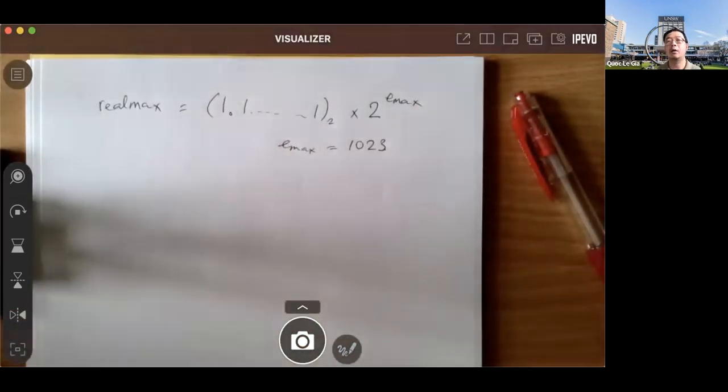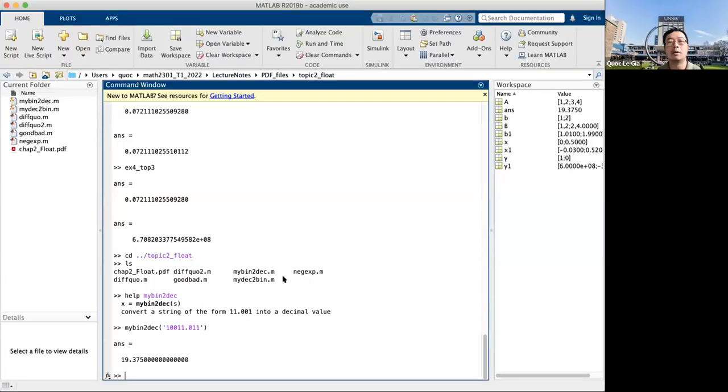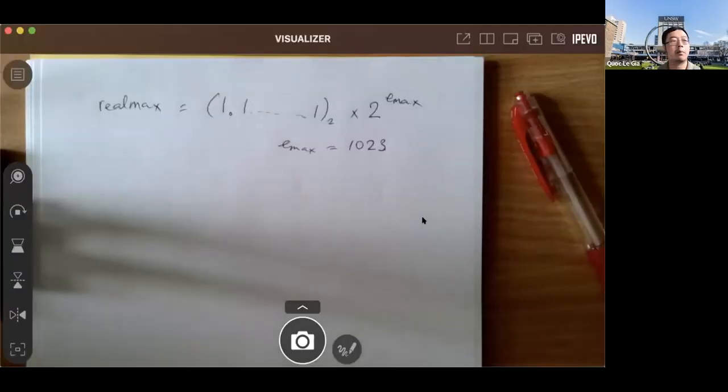Switch to MATLAB again. Okay, so I can switch to MATLAB again. Add powers up to, yes. This one, yeah. Somebody asked me to switch to MATLAB. So you see MATLAB. Okay, so now go back to the real min, real max.